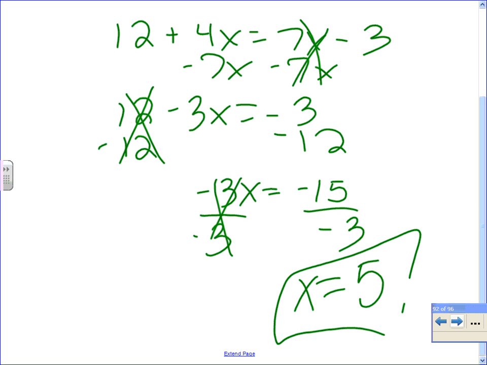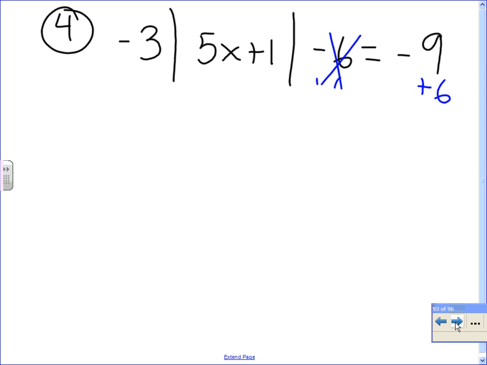I saw a lot of good answers while I was walking around. Make sure you have those yellow papers to follow your steps. Any questions on that one? Okay, what did you say, Robert? Okay, number 4.